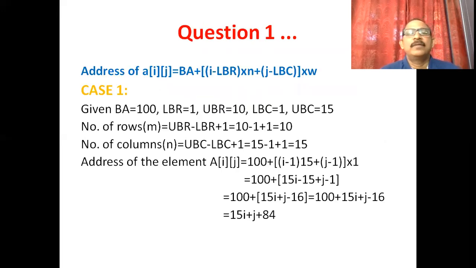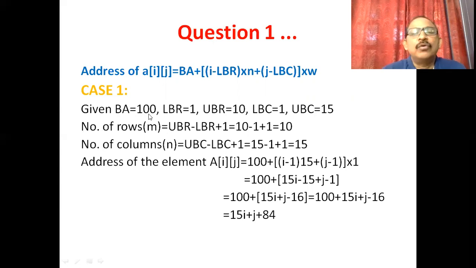As we know, in row major order, the address of the ith row and jth column will be BA plus (I minus LBR) into N plus (J minus LBC) into W. In the question given, base address is 100.